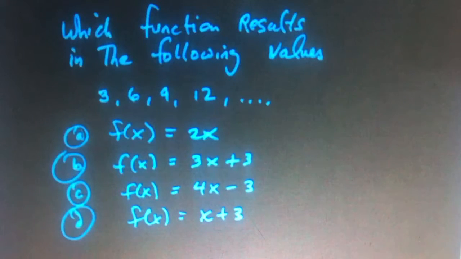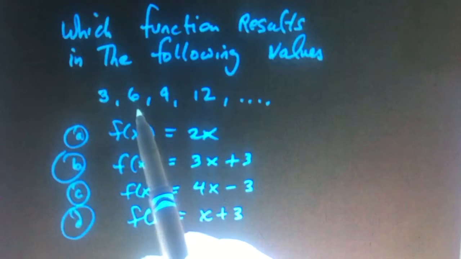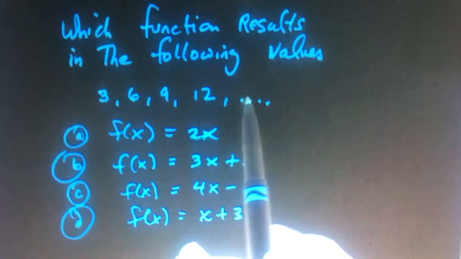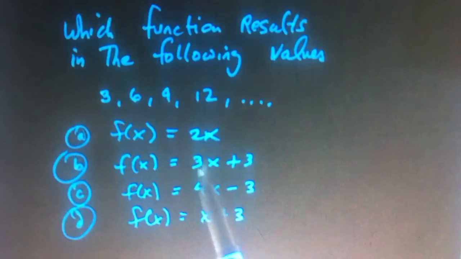This kind of question will be on your test. Now, check it out. It's asking you for the kind of function that will result in the following values when we have a pattern like this: 3, 6, 9, 12, and of course 15 and onwards. Well, these are different functions and they reflect these patterns.